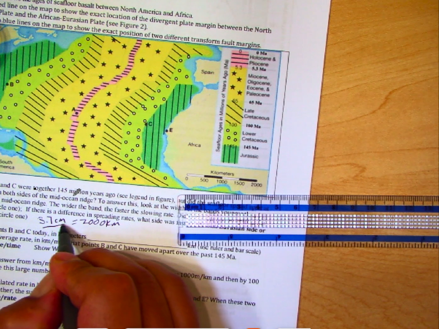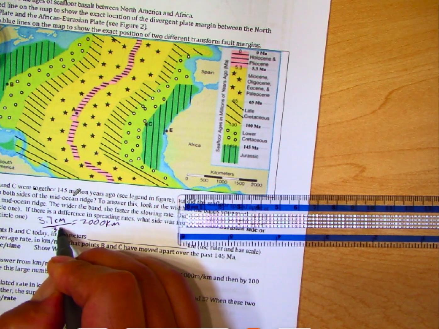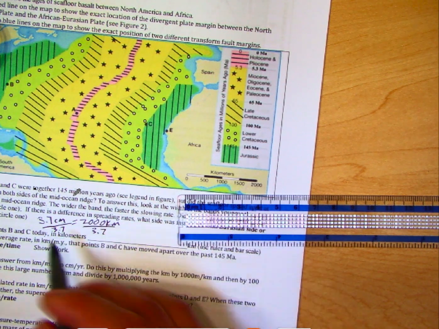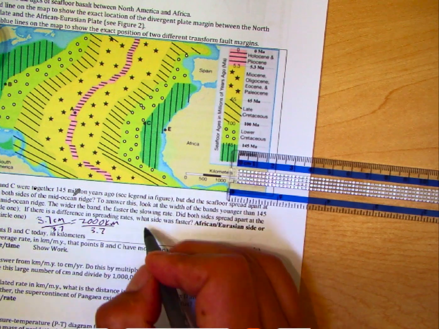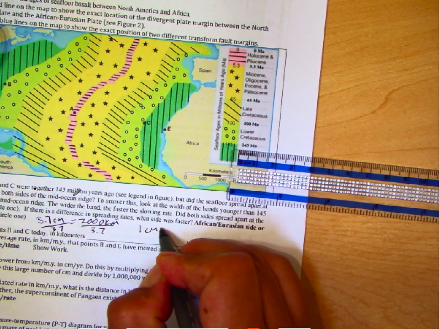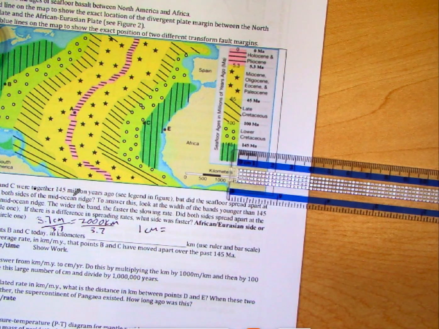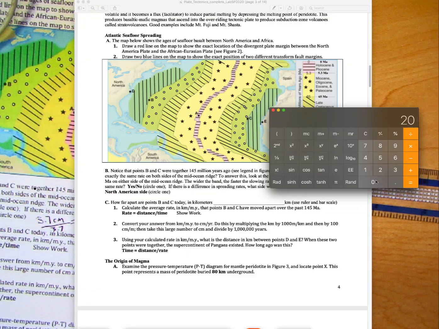So I want to divide both sides by 3.7. And when I do that, I'm going to get 1, so this becomes 1 centimeter will equal some distance. So to do that, we'll get our calculator going. The 2,000 divided by 3.7. So 541. So each centimeter is about 541 kilometers. All right, so that's going to be our scale we'll use for measure.